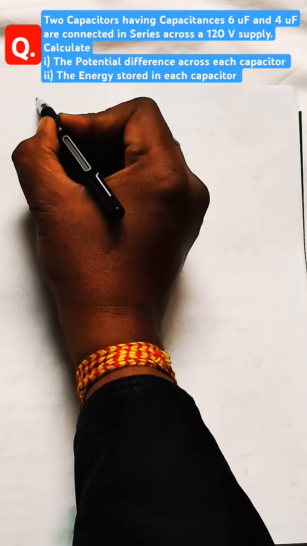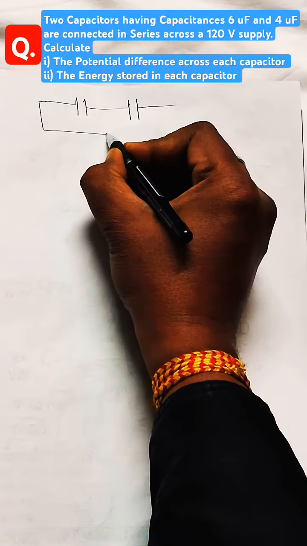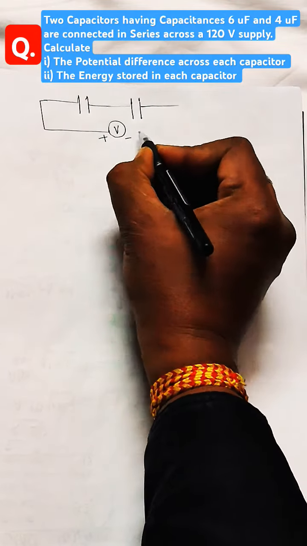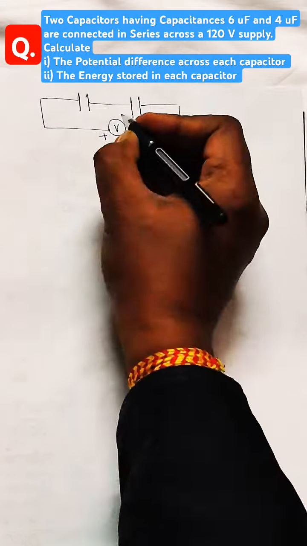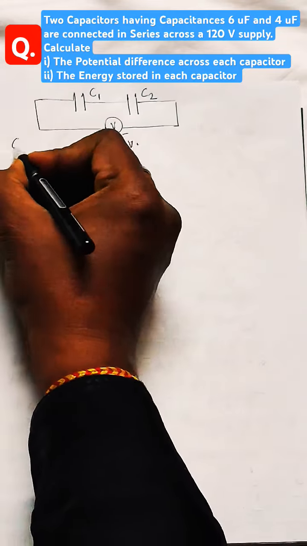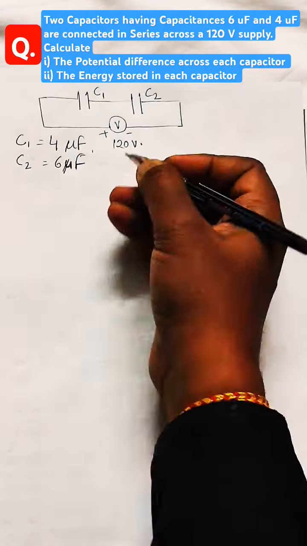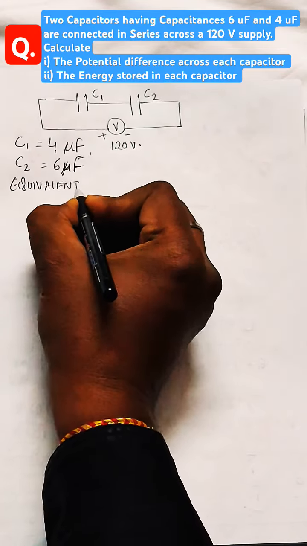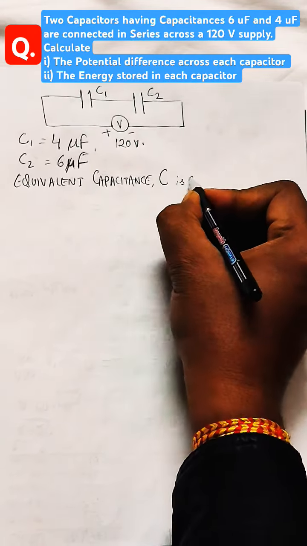In this numerical, two capacitors C1 and C2 are connected in series across a 120 volt supply. The capacitances of C1 and C2 are 6 microfarad and 4 microfarad. Now we need to calculate the potential difference across each capacitor and the energy stored in each capacitor.